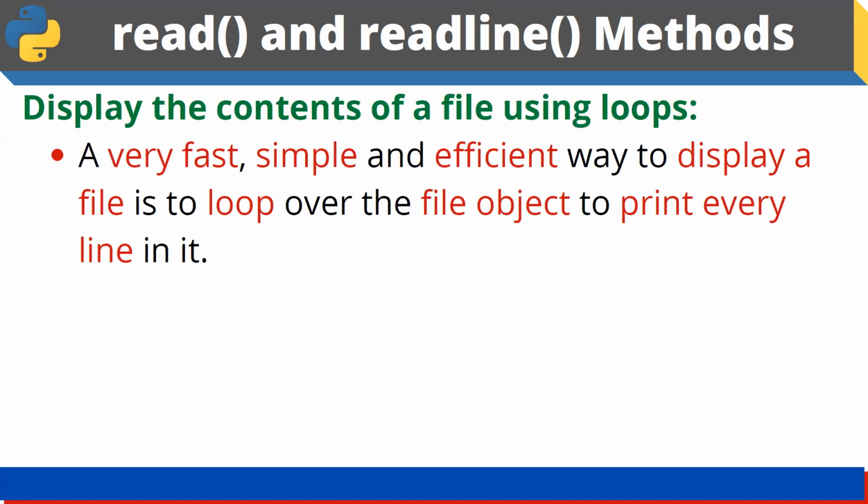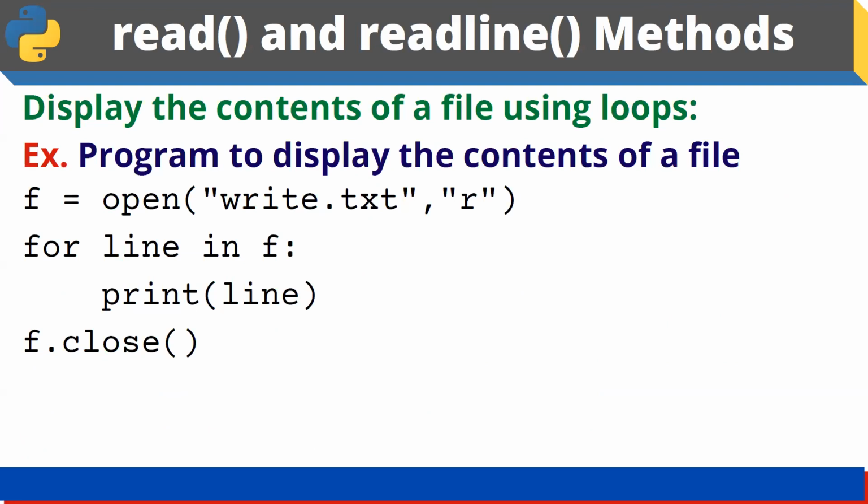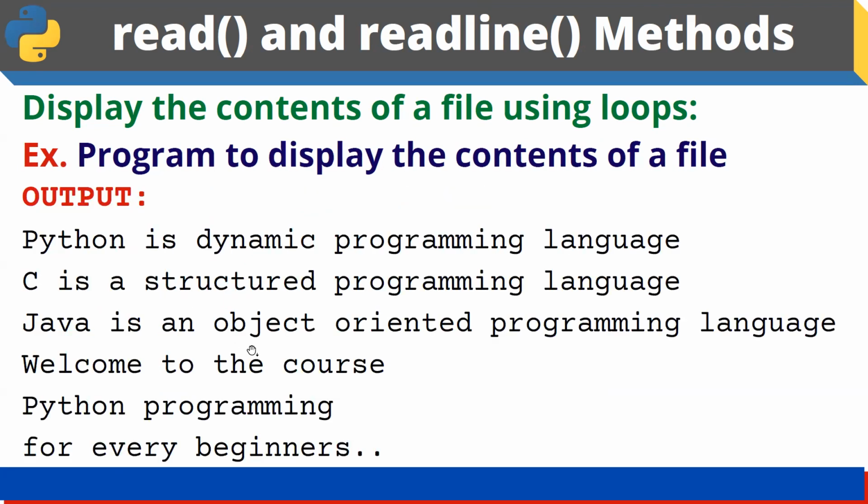Now one more thing, display the contents of a file using loops. By using loops also we can display the entire content, and this is a very fast, simple and efficient way to display a file: loop over the file object to print every line in it. So now this is the program. Simply f = open("write.txt", "r"), for line in f: here line is the variable, print(line), and f.close(). After printing, we are closing the file. This also gives the same output. Now we can run this program and display the output.